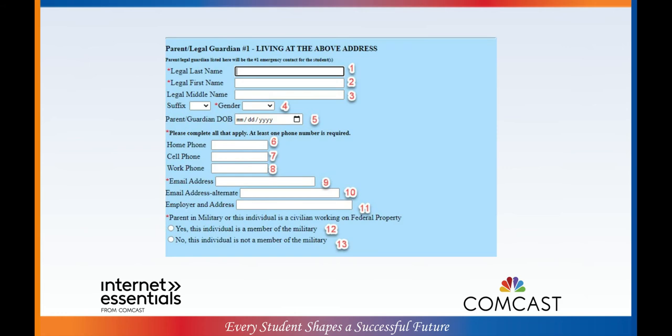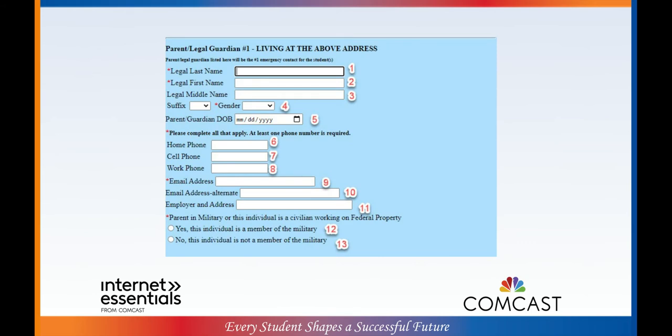So, on this list, box 1 is the legal last name of the parent or guardian. Box 2 is the legal first name of the parent or guardian. Box 3 is the legal middle name. Box 4 is the gender. And then box 5 is the parent or guardian's date of birth.